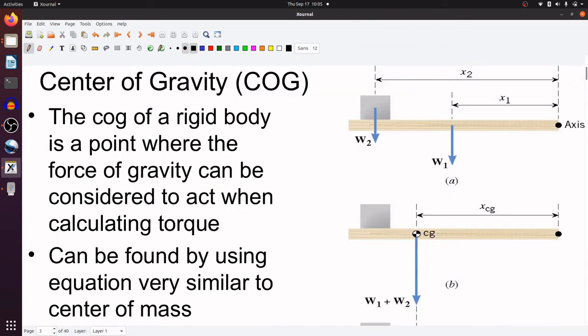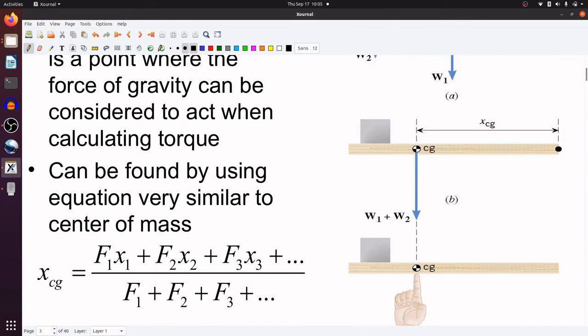Oh, wait. Your book likes to talk about center of gravity, and I put it in early. You hear the center of gravity talked about a lot, such as in the Fosbury flop. Basically, as long as you have your center of mass above the bar for the high jump, you'll be able to clear the bar. For a rigid body, the center of gravity is the point where we consider the force of gravity to act when we calculate the torque.